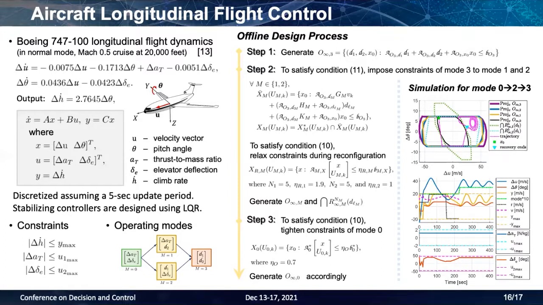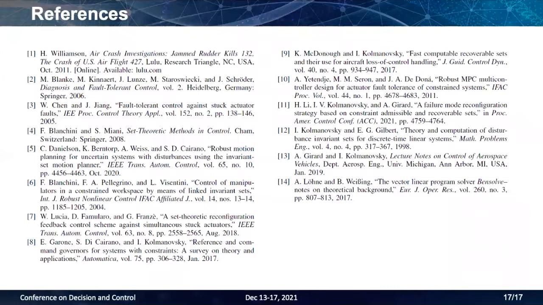The simulation results show that there's no constraint violation at any time during the operation and reconfiguration, and the climb rate follows as closely as possible to the reference command. We hope this presentation can give you a quick overview of our set theoretic approach to failure mode and effect management for jam or stuck actuators. For more details of the strategy, please refer to our paper.